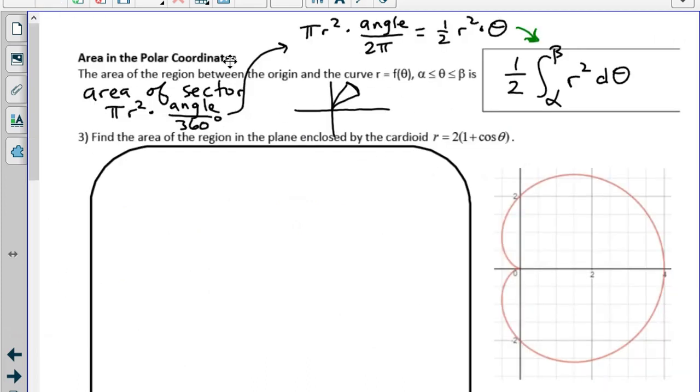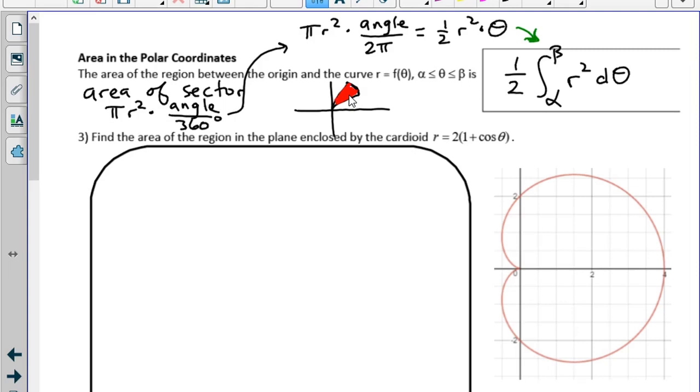Area in polar coordinates. It is important to understand that area in polar coordinates is discovered the exact same way that we got area in rectangular coordinates. We basically treat it like it's infinitely small rectangles, and then we add them up, and the limit of that sum is what we call the integral. Instead, in polar coordinates, instead of rectangles, they're actually infinitely small sectors of a circle.